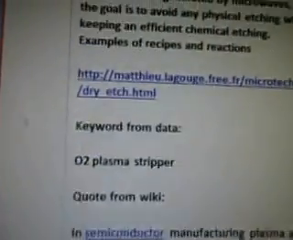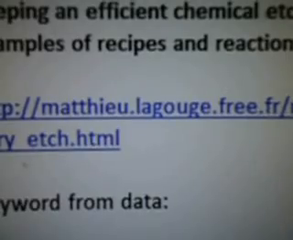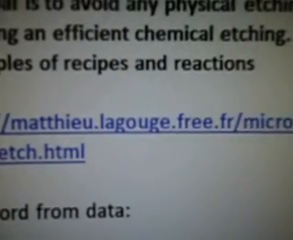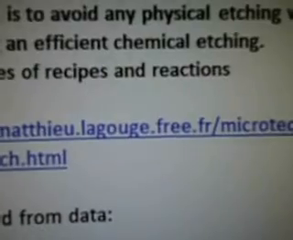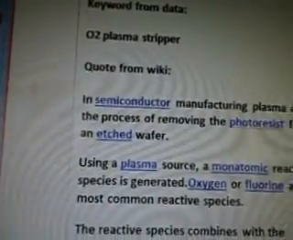And this is the website. Matthieu Lagouge, okay, there you go. matthieu.lagouge.free.fr. Keyword from data is O2 plasma stripper.